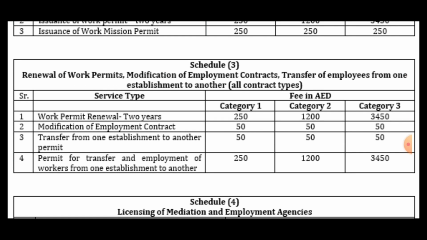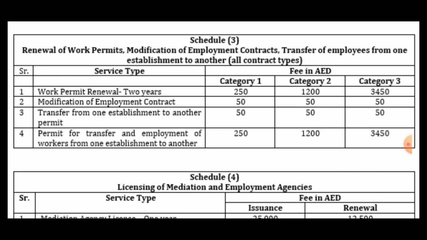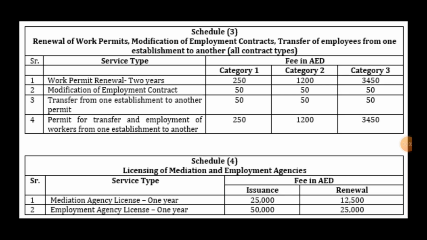Now schedule 3: renewal of the work permit, modification of the employment contract, and transfer of an employee from one establishment to another. This is for all contract types. So number 1, work permit renewal for 2 years, category 1 is 250, and the other categories have the same fees as I discussed above. You can read this one. Second one, modification of the employment contract. If you want to modify the contract, increase the salary, or change the position, you can use this one for modification. The fees is the same for all categories.